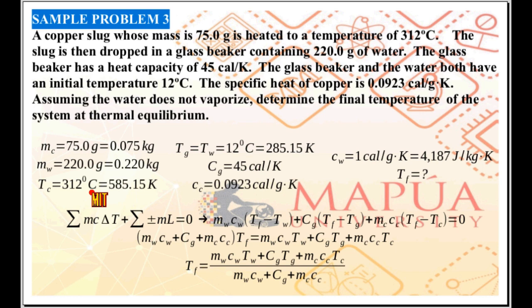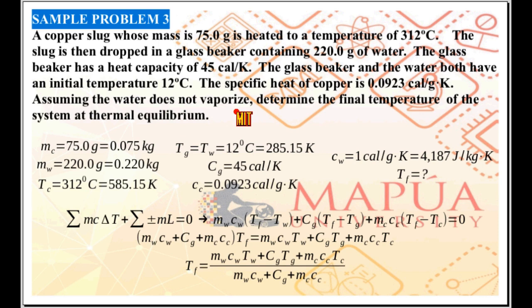Now, looking at the temperatures involved, 12 degrees Celsius, 312 degrees Celsius, the temperature is low enough that no phase change is going to occur. Particularly, the problem tells us, assuming that the water does not vaporize. The boiling point of water, you will recall, is 100 degrees Celsius. So that's within the 312 degrees Celsius range. But the problem tells us let's assume that the water does not vaporize. So no boiling of the water will happen.